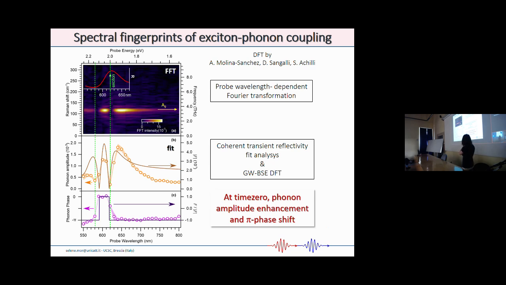Now, having these spectral fingerprints determined, we wanted to look at the dynamics. We have time resolution.